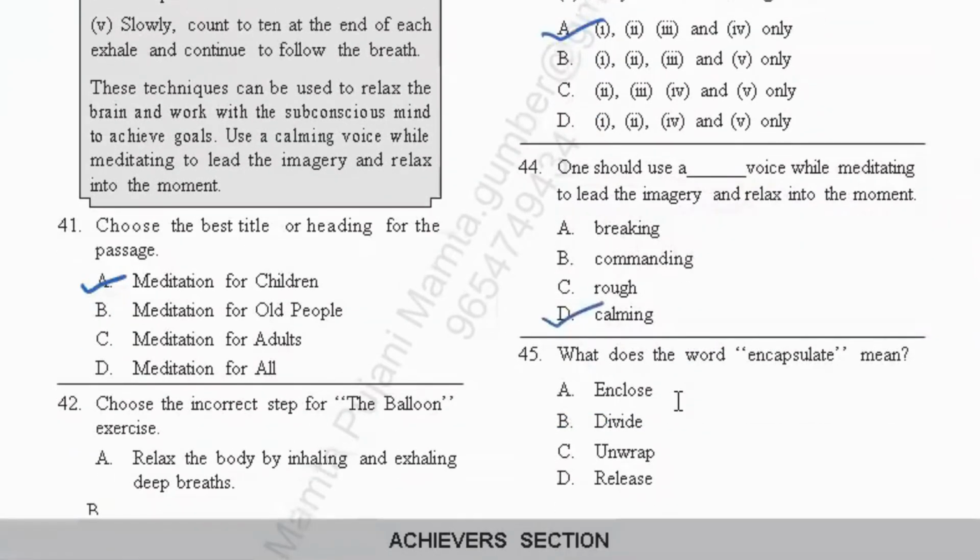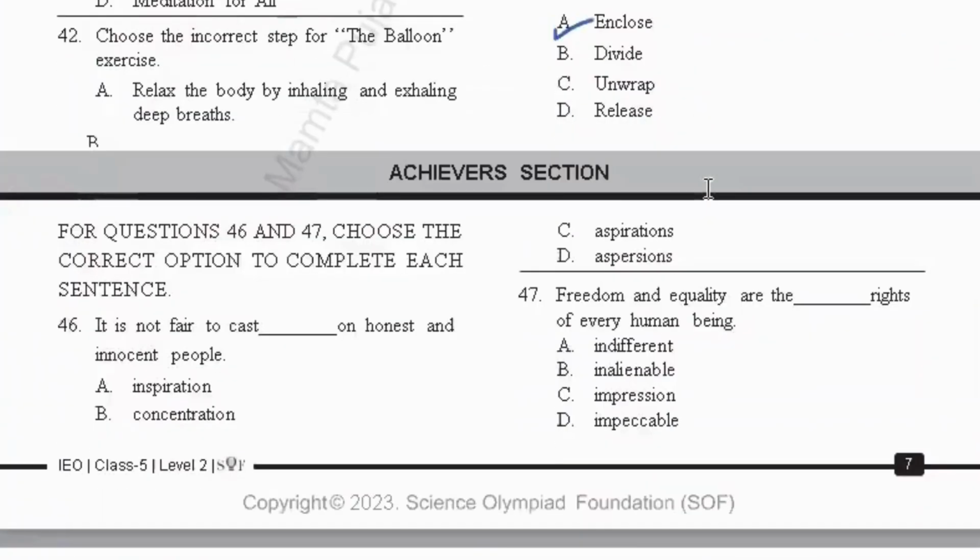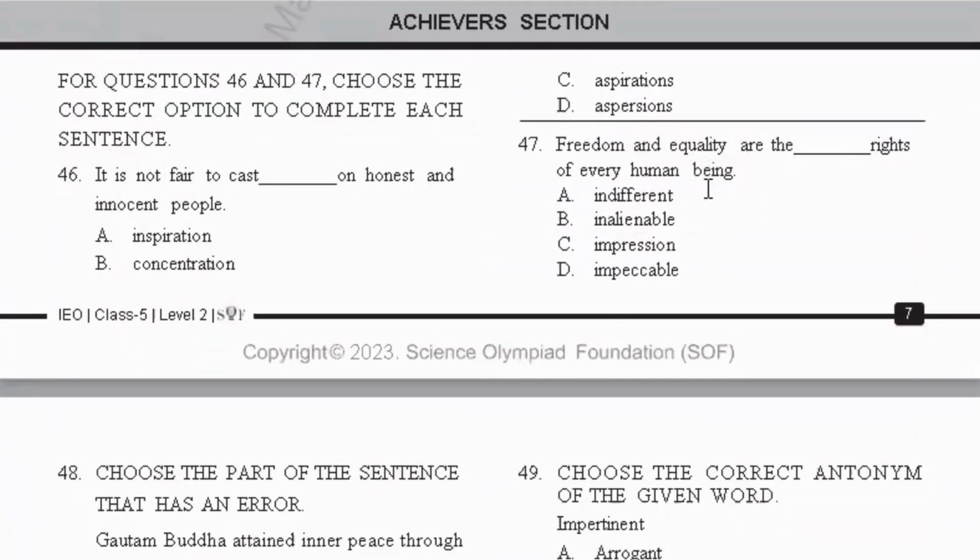What does the word encapsulate mean? Definitely, it means to enclose. Okay, so option A is your correct answer. Now, let's do the last section of this paper, that is the Achievers section. For questions 46 and 47, choose the correct option to complete each sentence.